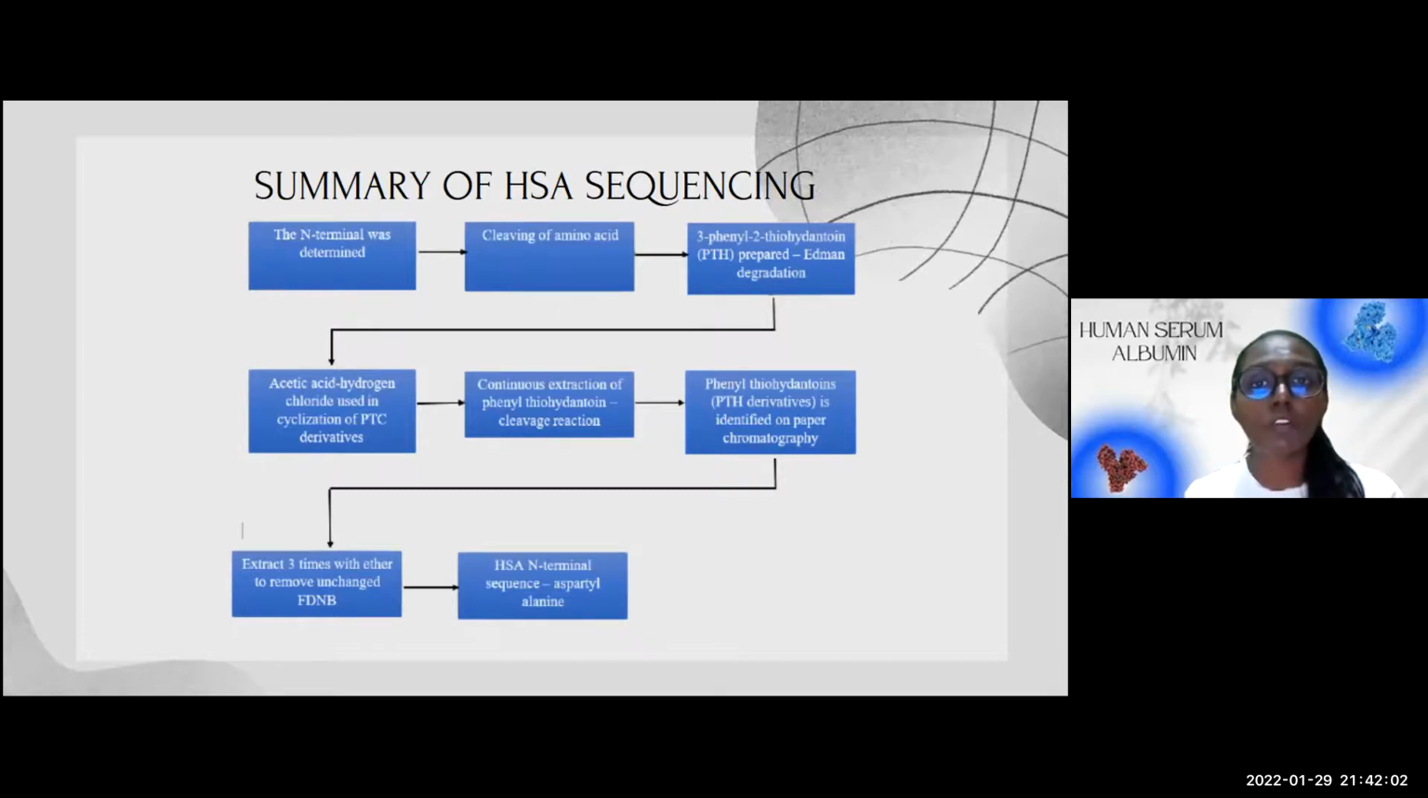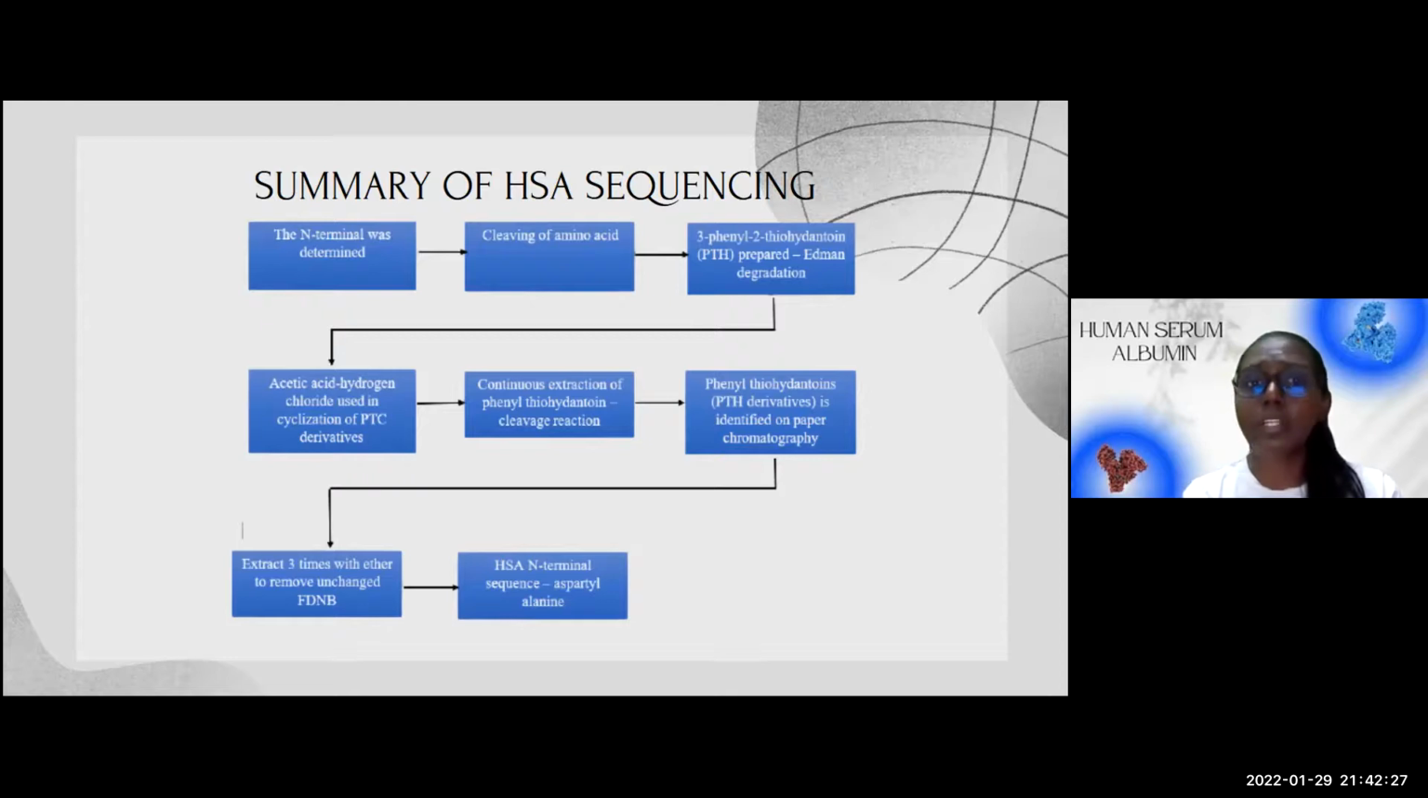Initially, the monomer of human serum albumin will be prepared as starting material. The N-terminal of the human serum albumin is to be determined. Edman's thiohydantoin method will be applied to the protein of interest, which is HSA. Three fragments of HSA will be isolated and the N and C terminal of the amino acid sequence will be labeled. The phenyl isothiocyanate PTC derivatives of the protein will be prepared.